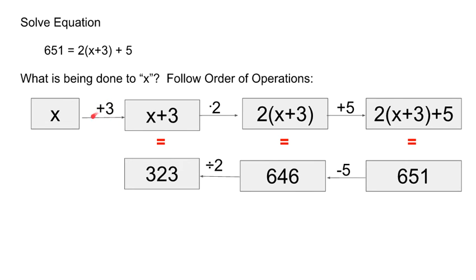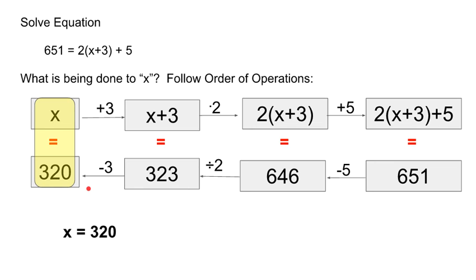Over here we had plus 3. How do we undo that? Minus 3. And when we subtract 3, we get 320. Once again, another way to think about that. If x plus 3 is equal to 323, what does x have to be? x has to be 320, because 320 plus 3 equals 323. So we found that x equals 320. And there we go. So that means that figure 320 will have 651 tiles.